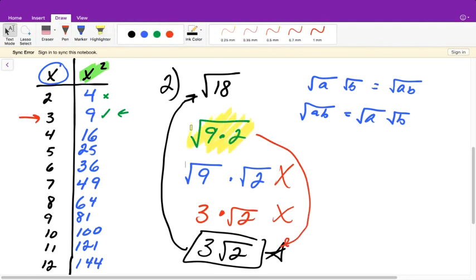I do want to see what two numbers you're multiplying to get to your original number. So don't just go straight from the question to the answer. I do want to see this step here at least. All right, let's do the next problem.